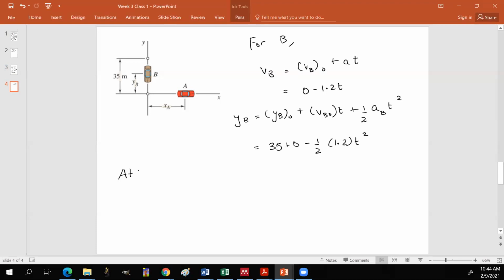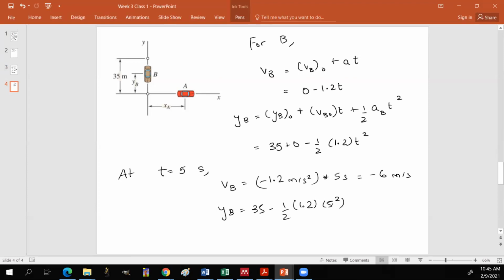So now if we define things at time T equals 5 seconds, we know the acceleration, we're good there. The velocity, or the magnitude of the velocity rather, to be complete about it, is just minus 1.2 meters per second squared times 5 seconds. So this comes out to be minus 6 meters per second. And then the position B, we're just subbing things into the above expression, right? So 35 minus half times 1.2 times 5 squared, like that. You get that that is equal to plus 20 meters, right?